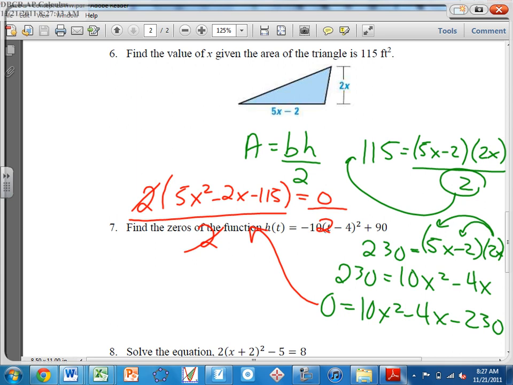You don't actually need to go through the process of AC method. It's more time than you actually want to waste. So if you have to factor like the last problem, then sure, you have to use AC method. But this says find the value of x, which is saying find the x-intercepts, or find the roots of the equation, or the solution to this equation.